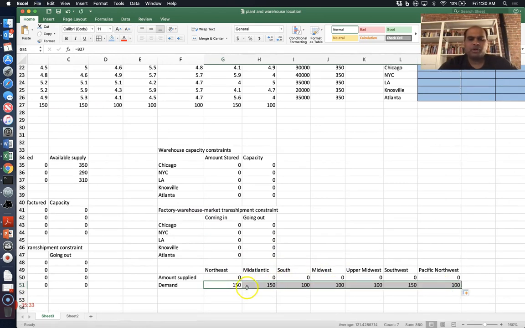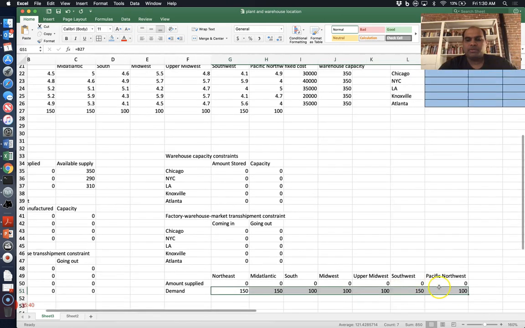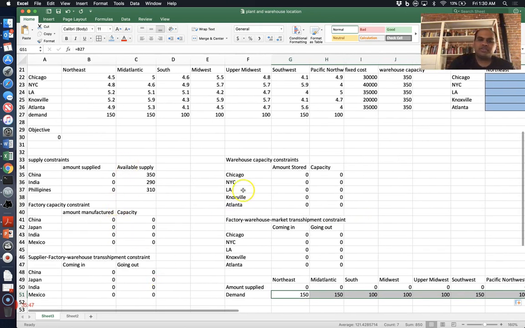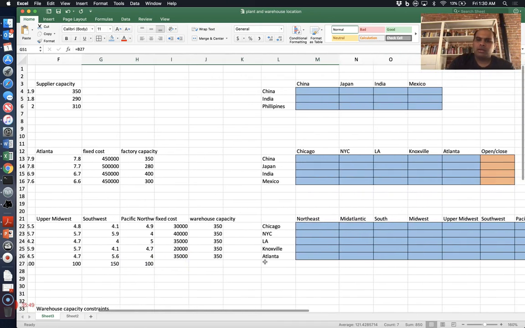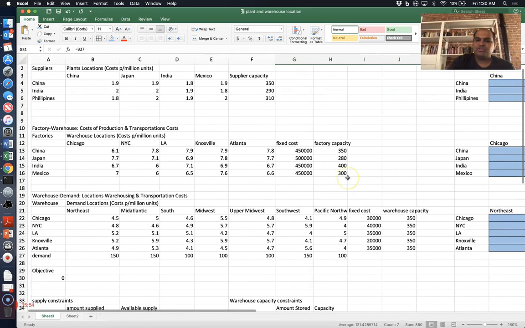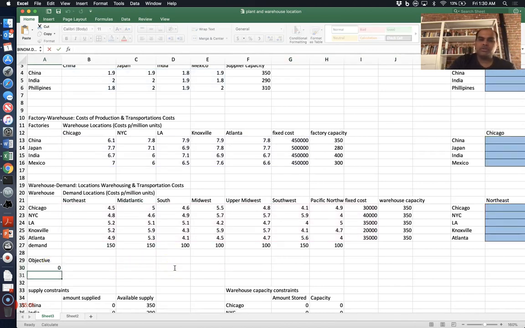There you go. Corresponding demand values: Northeast, Mid-Atlantic, South, Midwest, Upper Midwest, South, Southeast, and Northwest. And there you go. So all our constraints, the 6 set of constraints, are set up. 3 set of xij values and 2 set of yi values are set up. The objective function is set up with the 3 sum product functions. So we have put everything into Excel. The final step remaining is putting it into Solver and clicking solve.